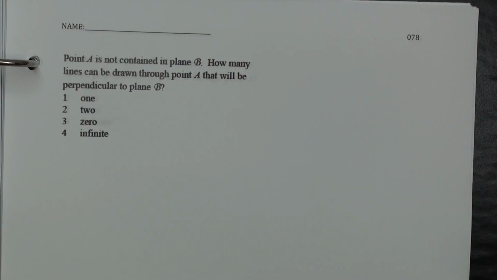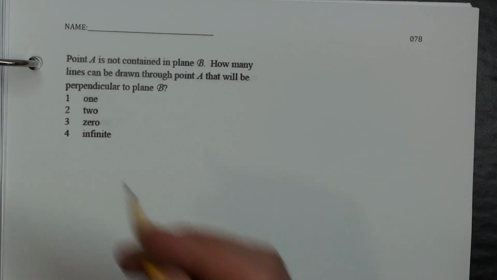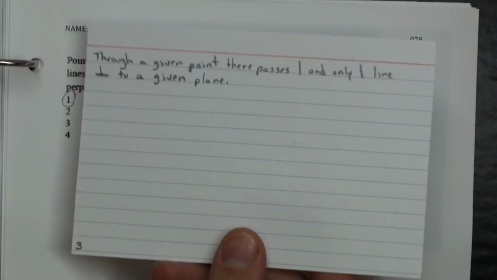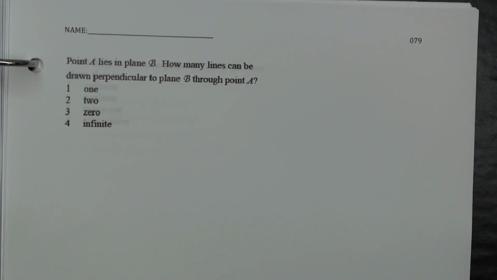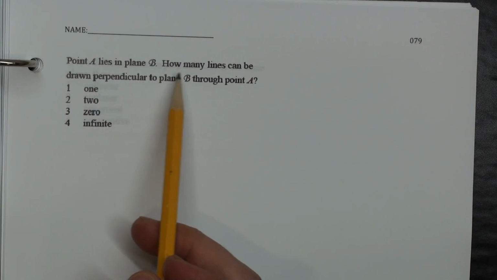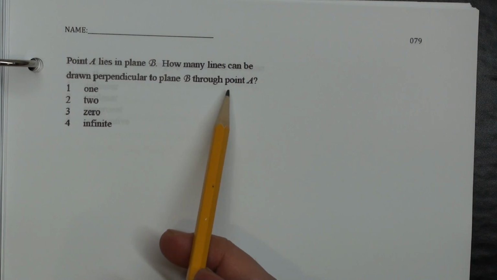Same thing again. Point A is not contained in plane B. How many lines can be drawn through point A that will be perpendicular to plane B? 1. Card 3. There it is. Point A lies in plane B. How many lines can be drawn perpendicular to plane B through point A? 1. Card 3. There it is.